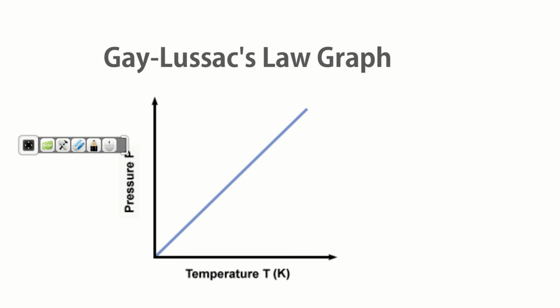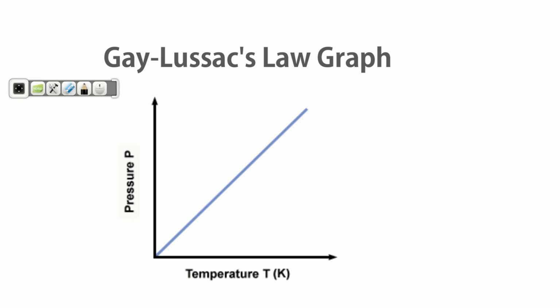On a graph, this will also be a straight line going up, a sloped line going up. So Gay-Lussac's and Charles' are direct relationships. Boyle's is inversely related. And that is basically it.